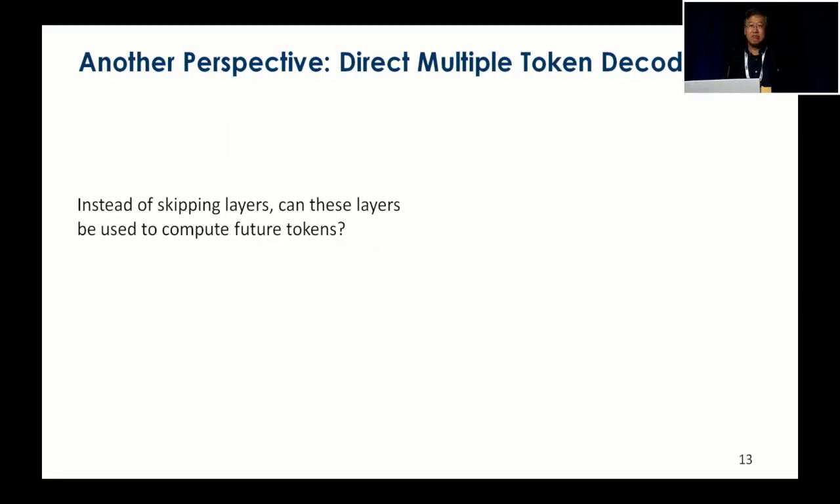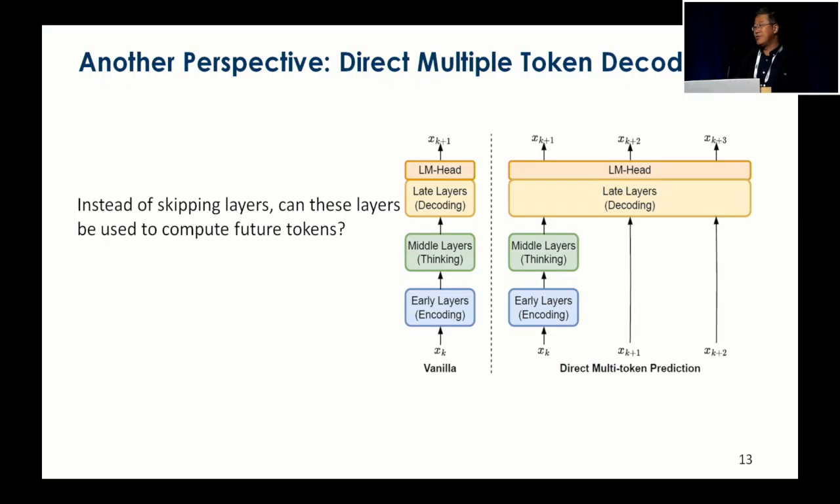And recently, we just finished another paper. We look at this problem from another angle so that we can take advantage of that underutilized computation. So instead of skipping layers, can we just use these layers to compute future tokens? If you have read the recent DeepSeek paper, you will see that they use MTP, multi-token prediction, for training. But why not just for training? You also can do it for inference, right?